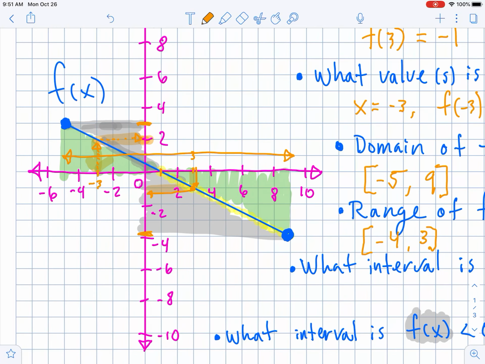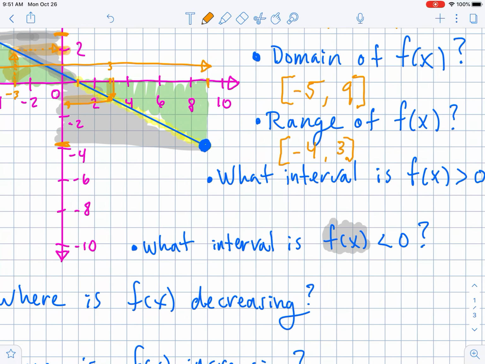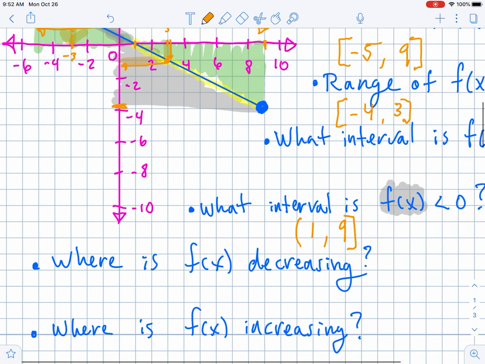So that means at positive 1 all the way up to 9 is when the whole function is below the x-axis, aka when the y's are negative, aka when the f of x's are negative. So that would be starting, well, we have to do an open parenthesis because right at 1, it's on the x-axis, which means that it's not negative or positive. So this is 1 all the way up to 9, and including 9.